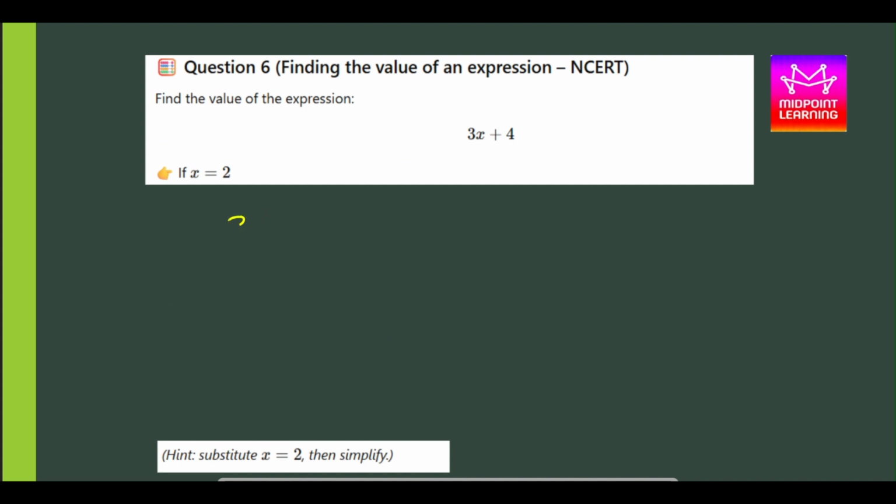Find the value of the expression 3x plus 4. So if the value of x is 2, that's given. So how do we solve this question? We first need to substitute or replace the value of x by 2, right? So 3 times 2 plus 4. We have replaced the value of x. Now we will multiply first. So 3 times 2 is 6. Then we will add 4. So the answer is 10. So what are the steps we followed? First we substituted the value of the variable, then we multiplied and then we added.